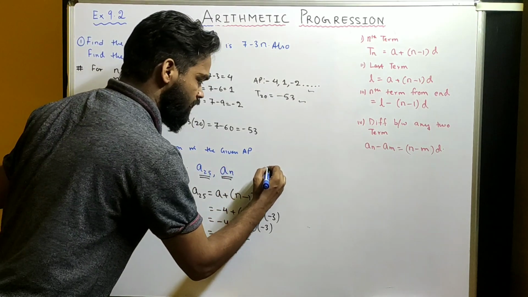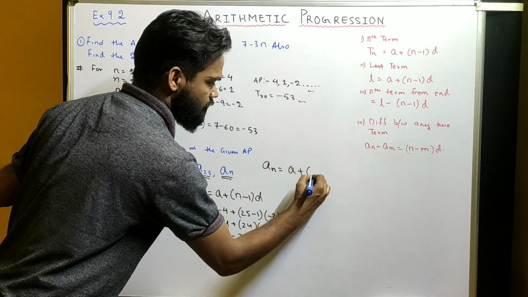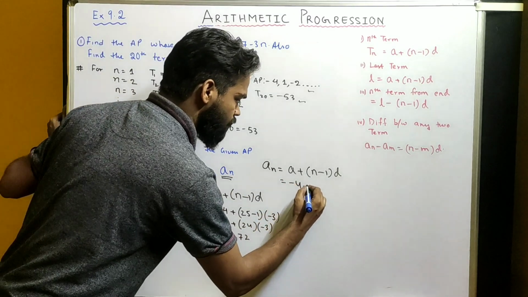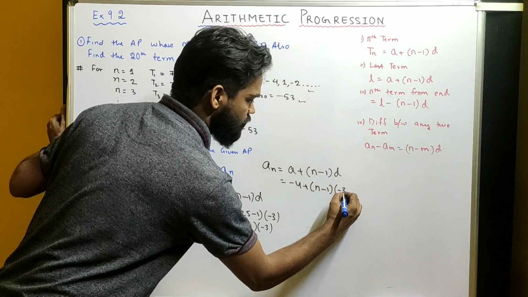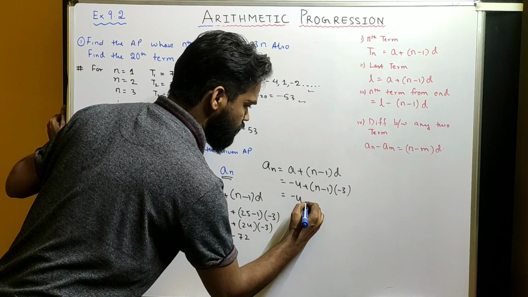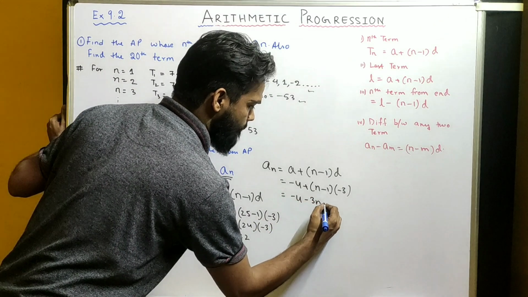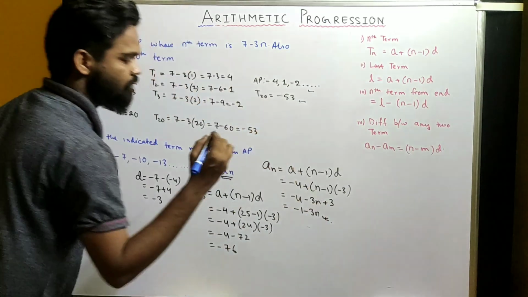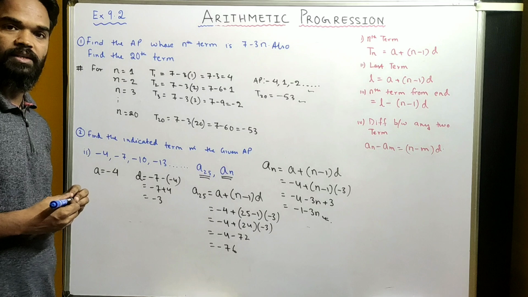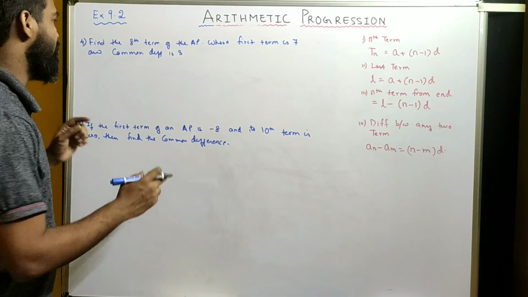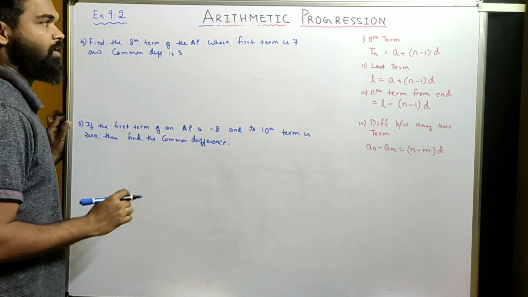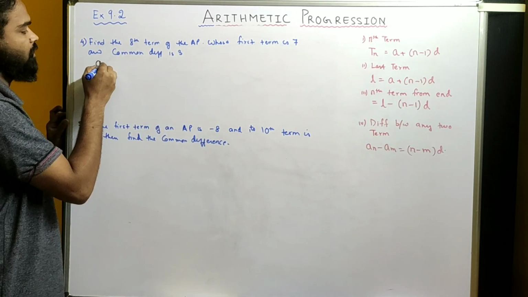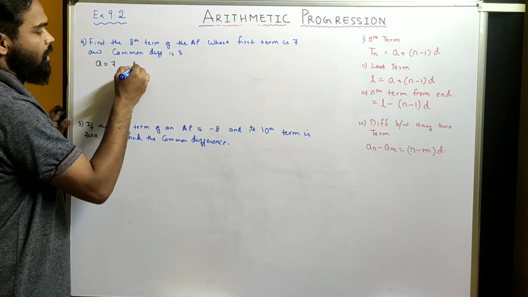Done. They want the nth term also. an equals a plus n minus 1 d, which is minus 4 plus n minus 1 into minus 3. Just open the bracket. So this is minus 4 minus 3n plus 3, which will be minus 1 minus 3n. Done. Now let us look at the next sum. Now look at sum number 4. Find the 8th term of an AP whose first term is 7 and common difference is 3. Very easy. The first term is 7 and d is 3.